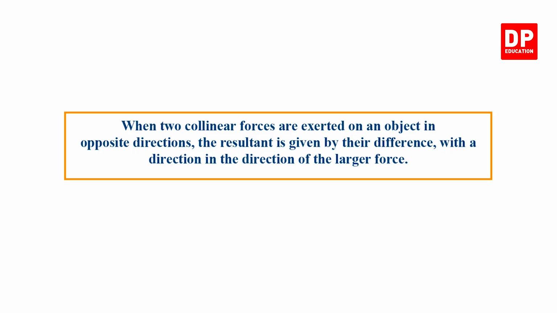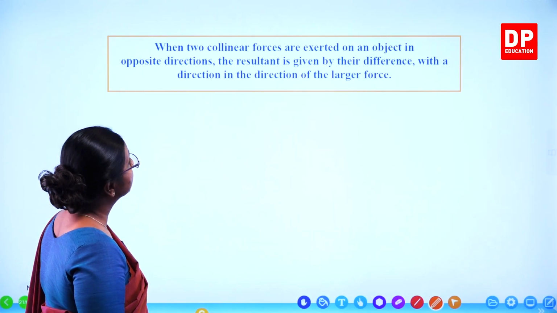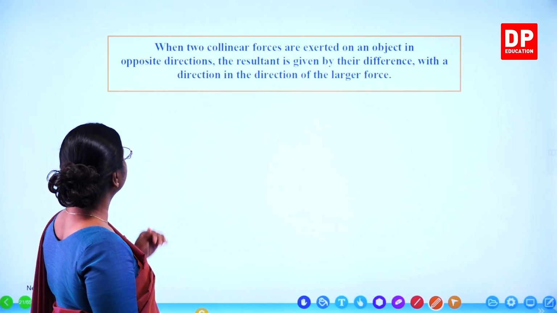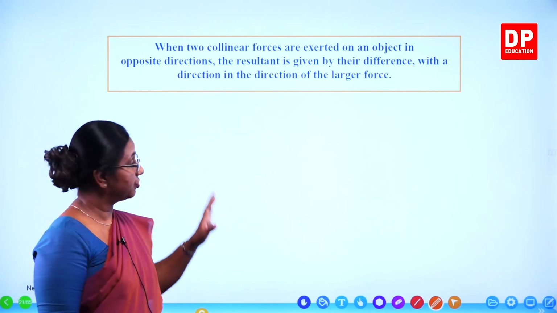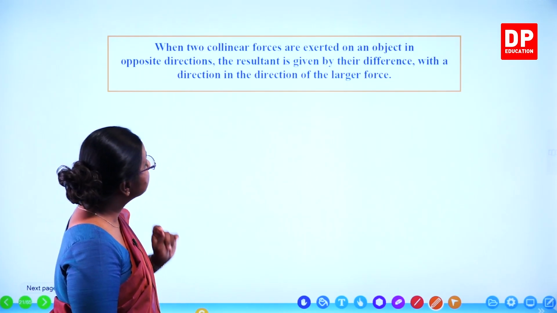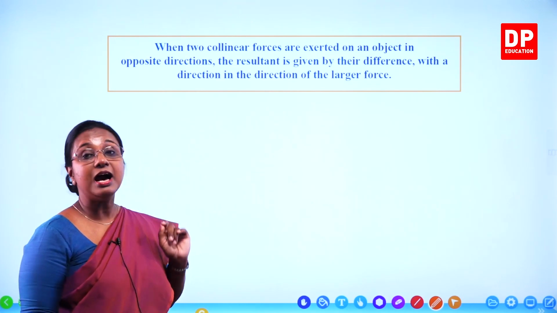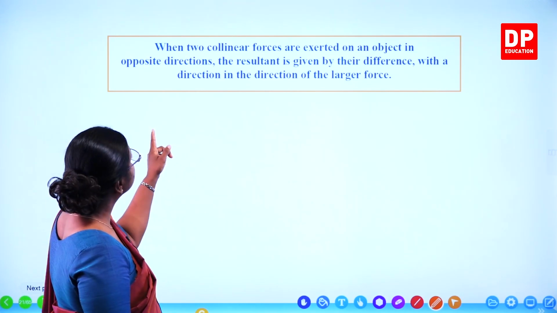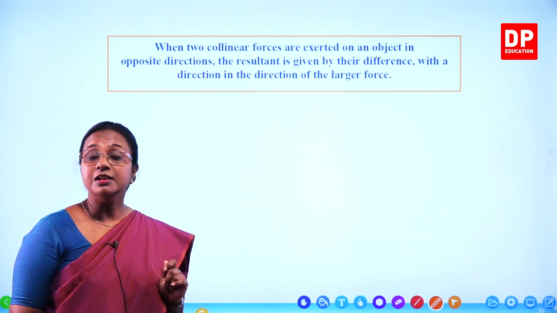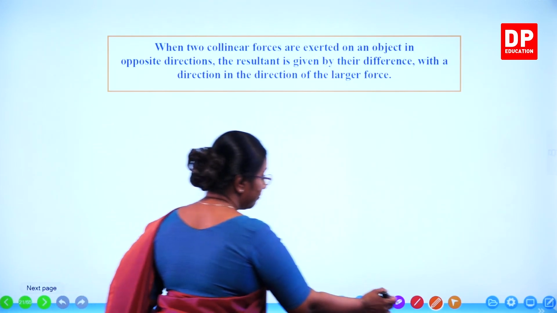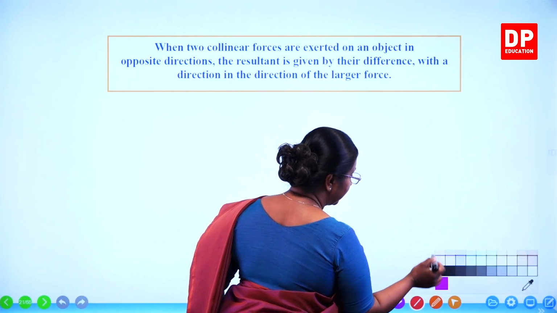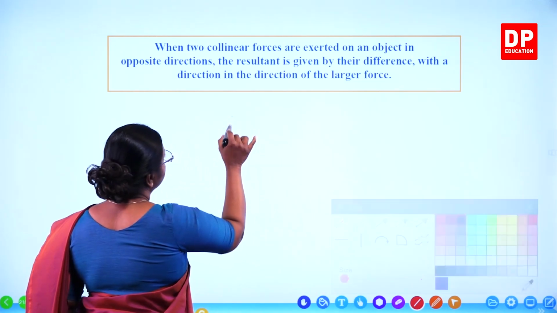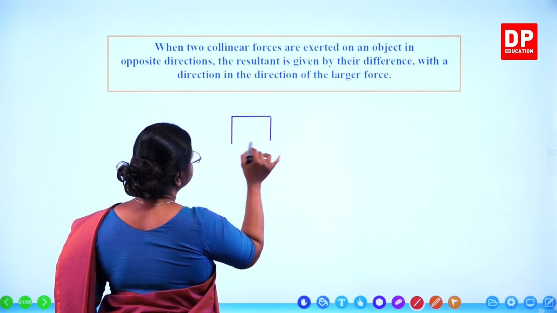So here, when two collinear forces are exerted on an object in opposite direction. So what we discussed now. The resultant is given by their difference with a direction in the direction of the larger force. So if we look at some examples here, if you have an object like this.